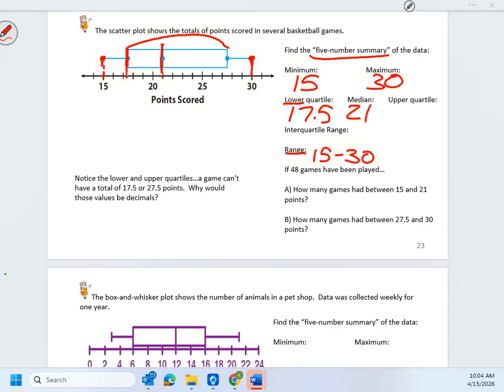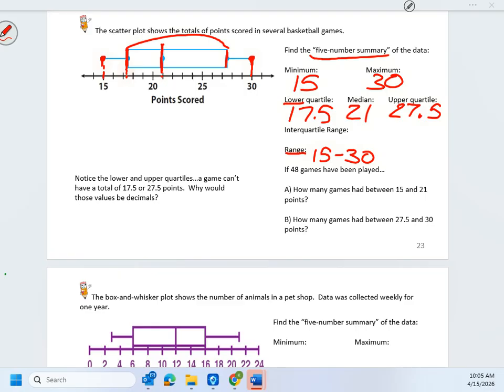What would my upper quartile be? Leo? 27.5. 27.5. Jeff? Question. Could you say 17 and 1/2, or would you have to do a decimal? If you did a fraction instead of a decimal, that's totally fine. Means the same thing.